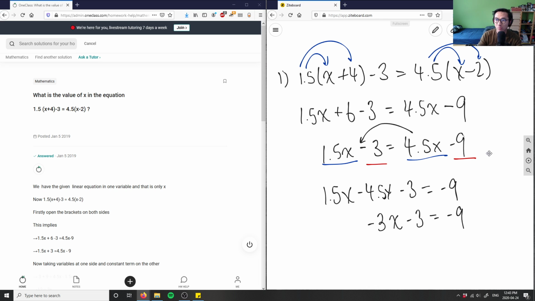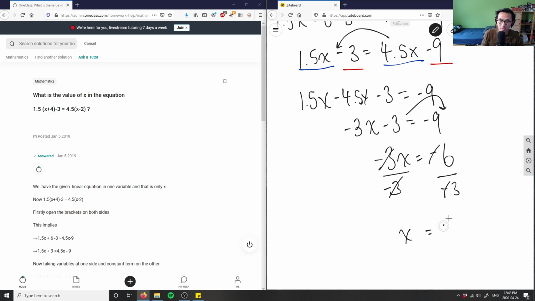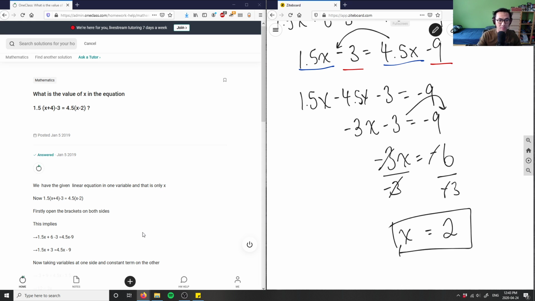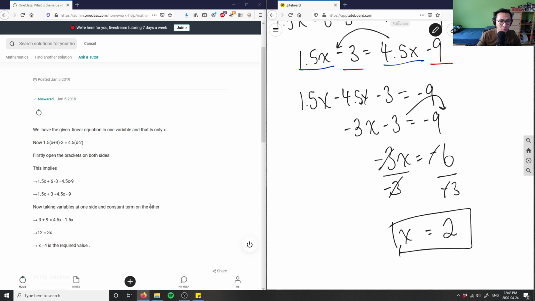And then I would have to move this negative 3 to the other side, right? If I move negative 3 to the other side, I'm going to add 9, so negative 9 plus 3 would be negative 6. And I can simply divide both sides by negative 3. This will cancel out, and these negatives will cancel. 6 divided by 3 would equal 2. So this here will be my solution for the value of x in the equation. So this here would equal 2. So x equals 4 is the correct value.